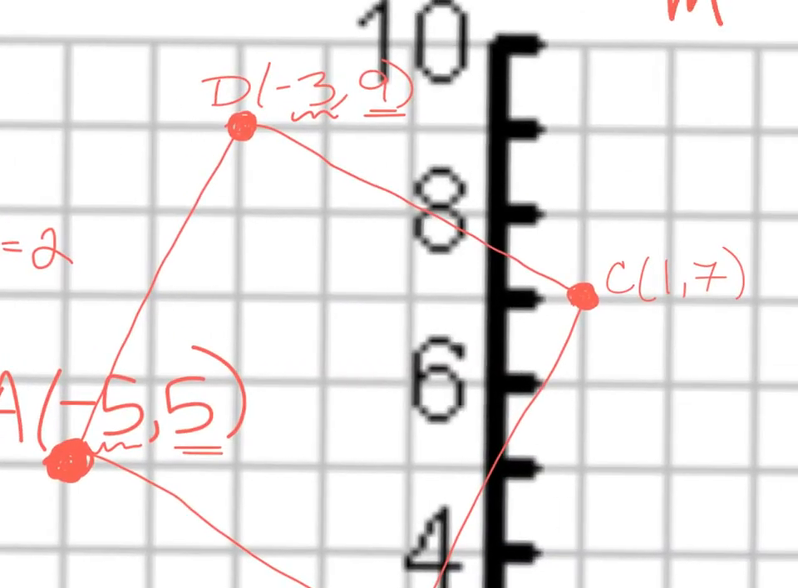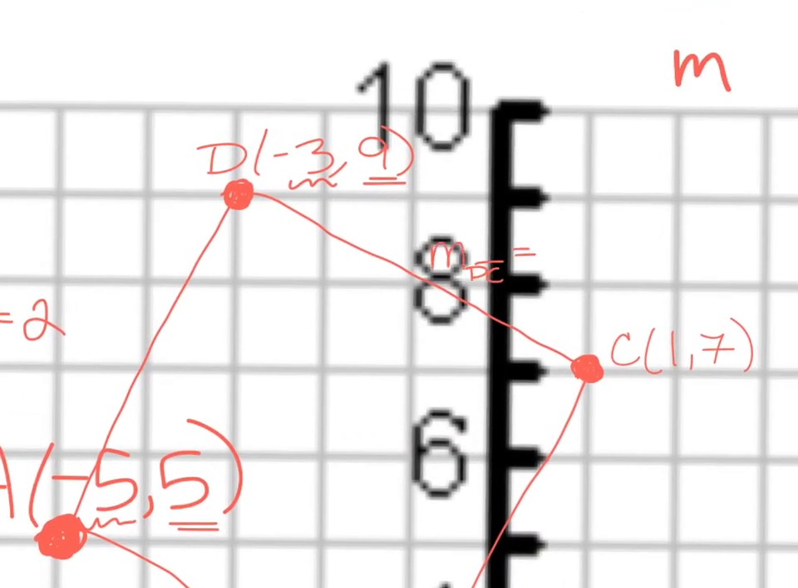I'm going to move on to do DC. So my rise from 9 to 7 is going down 2. I'm going to make sure to make that negative. And then my run going forward is from -3 to +1. So that's a run of 4. So my slope is -1/2, which agrees with my diagram that I am going down from left to right.